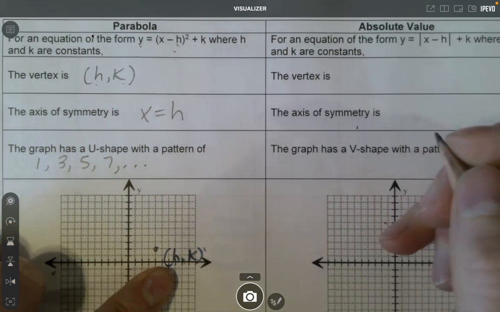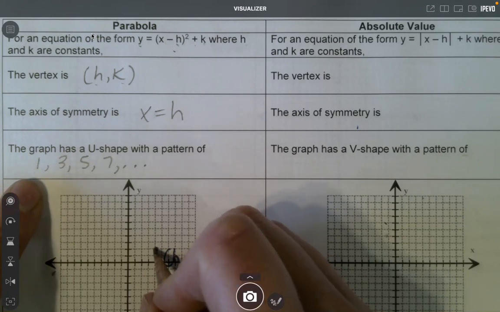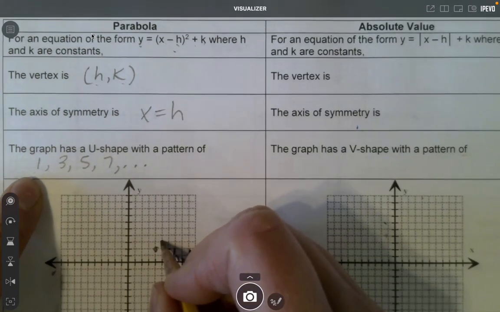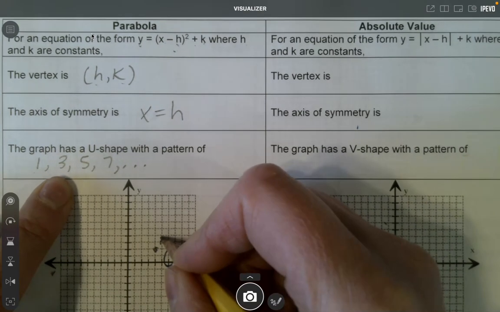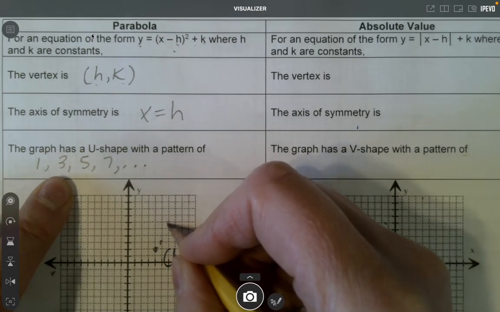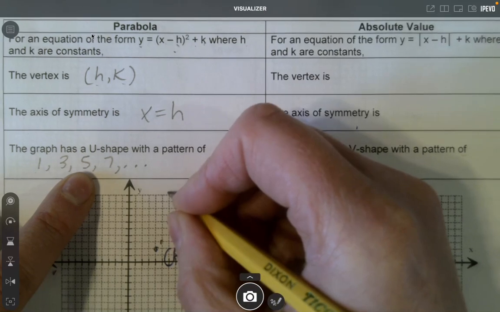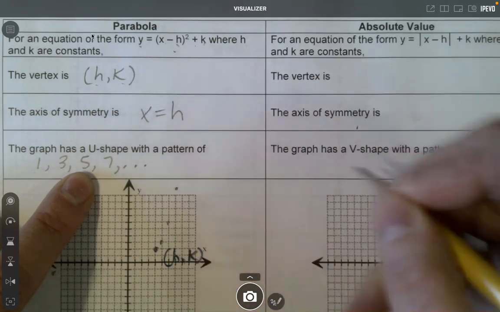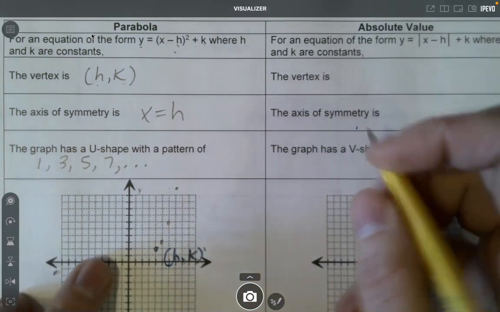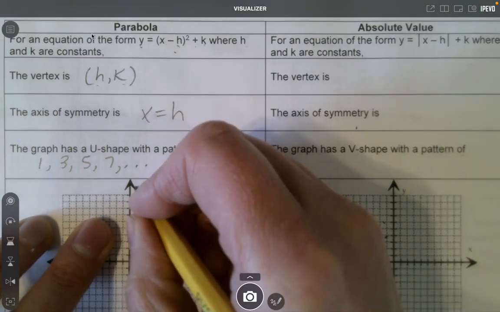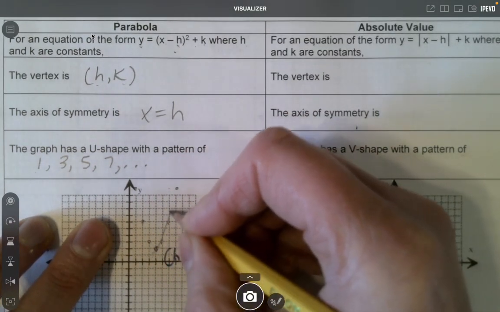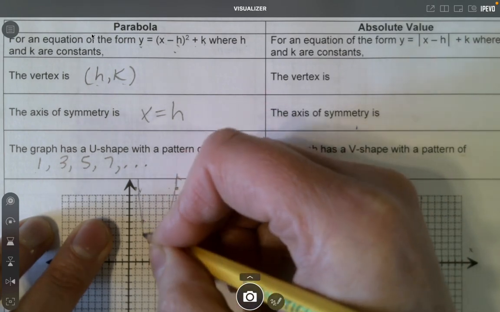The way I would do that U-shaped pattern is from this point, I would go up 1 and over 1. My next number is 3, so from this point I would count up 3 and over 1. My next one's 5, so I would count up 5 over 1. And then I would mirror that on the other side: up 1 over 1, up 3 over 1, up 5 over 1. And I would draw my parabola shape in.